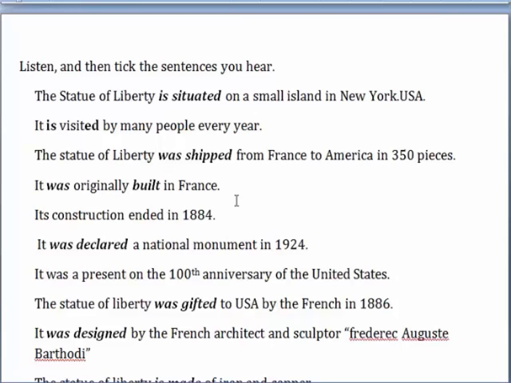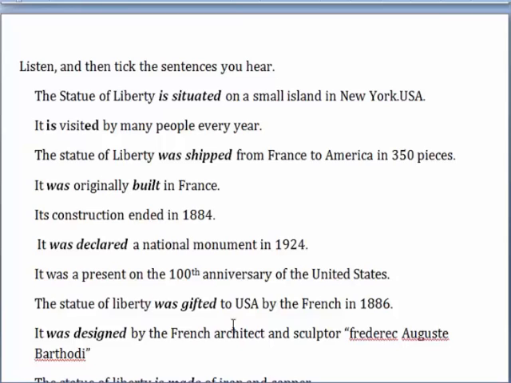Was shipped means it was transported from France to America on a ship, divided into 350 pieces. It was originally built in France. Its construction ended in 1884. It was declared a national monument in 1924. It was presented on the 100th anniversary of the United States.